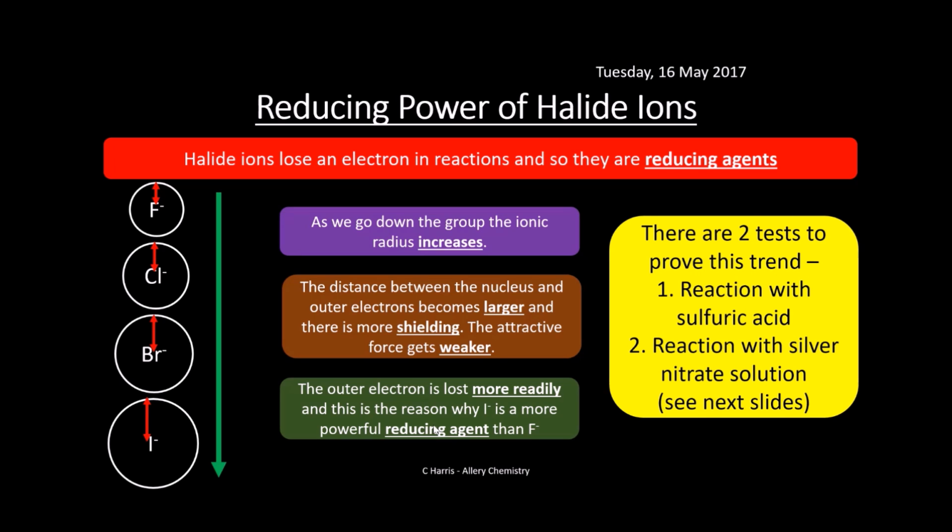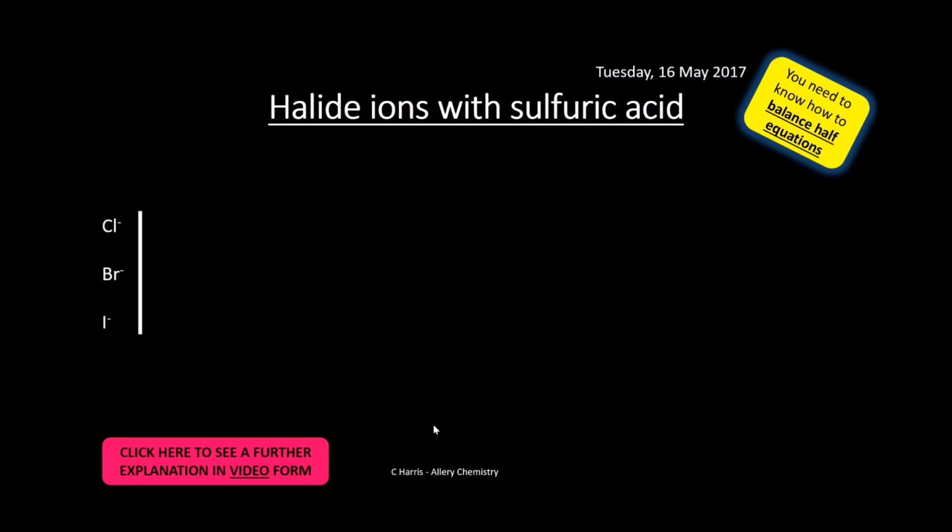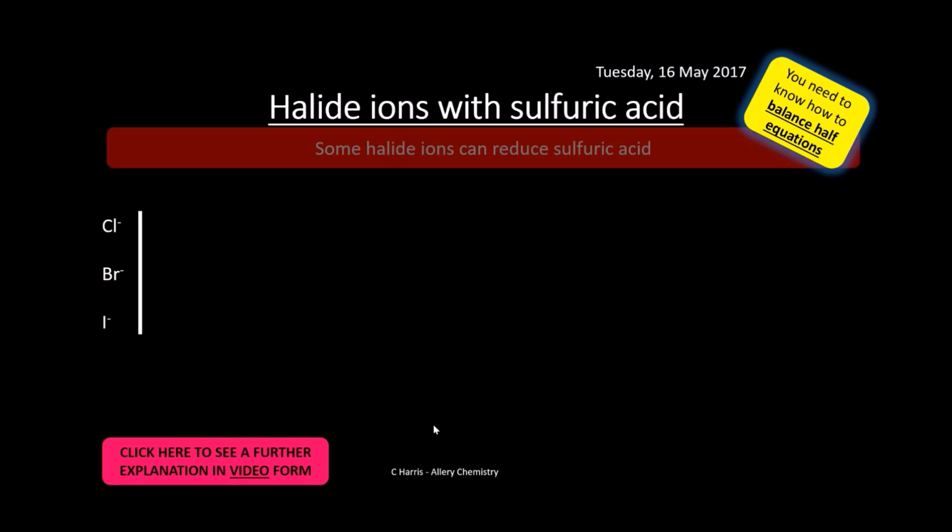And there are two tests that we need to know. The first one is the one with sulfuric acid, which is probably one of the most difficult things you'll see. Hopefully it won't be difficult when I go through it. And the reaction with silver nitrate solution. So we've got two tests in which we can prove this trend. Let's have a look at the ones with sulfuric acid.